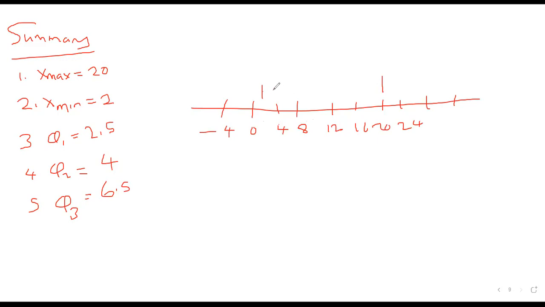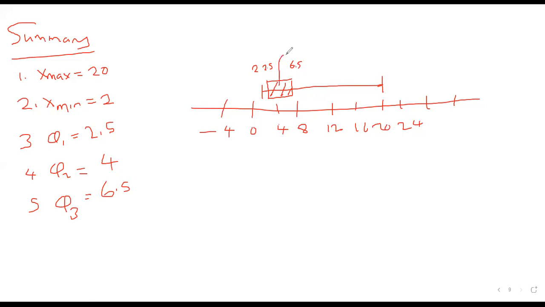Let's draw this line here. Then my Q1 was 2.5. 2.5 is somewhere here, after 2. Draw a box. My Q3 was at 6.5. 6.5 is somewhere here. So this is your box whisker diagram. So here we have 2.5 for Q1. Here we have 6.5, Q3.